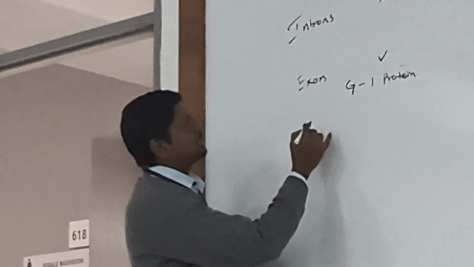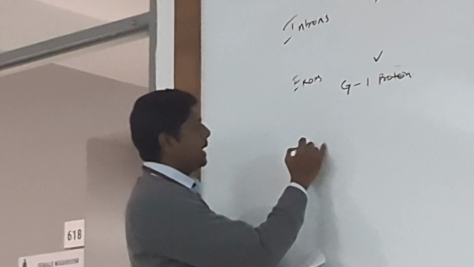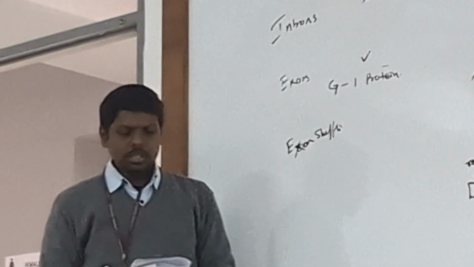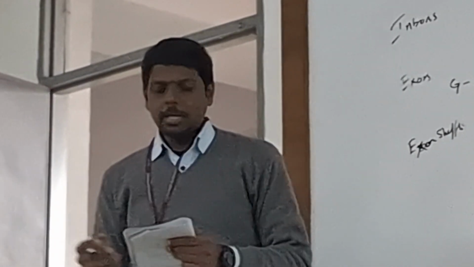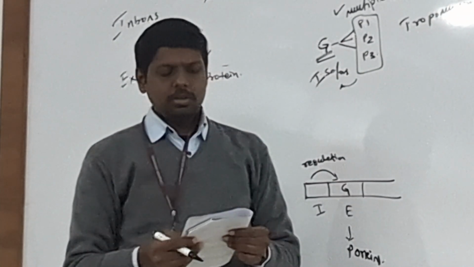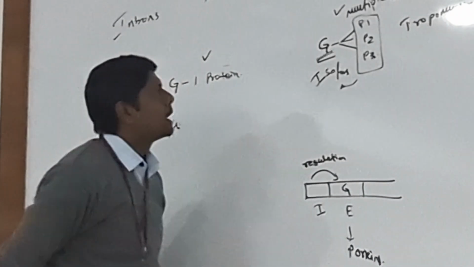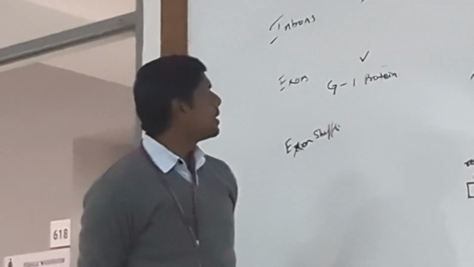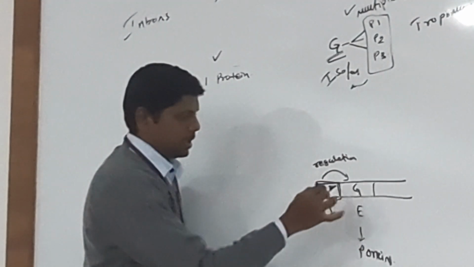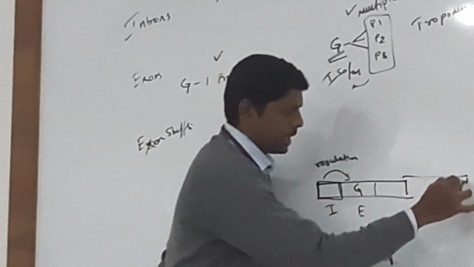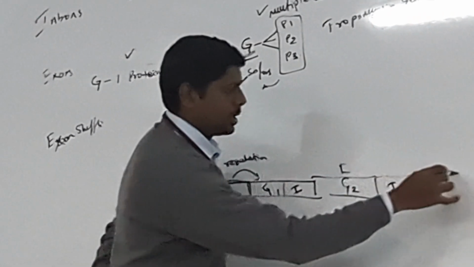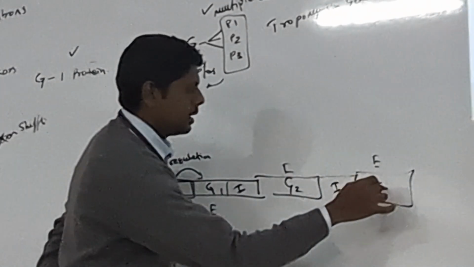Then the next thing we need to discuss is exon shuffling. Exon shuffling is present only in eukaryotes, where events produce new, novel combinations. How to determine exon shuffling? I need to add one more point. I will write here gene 1, gene 2. This is intron, this is exon, this is intron, this is again exon, gene 3.